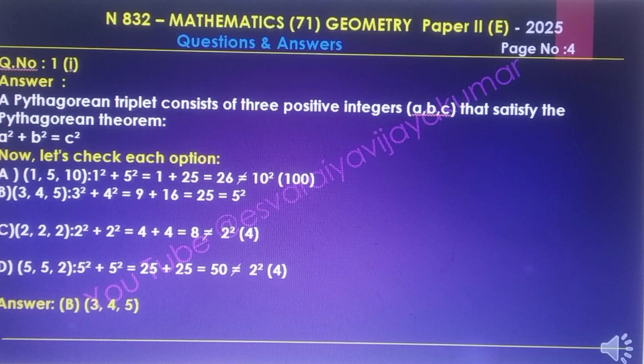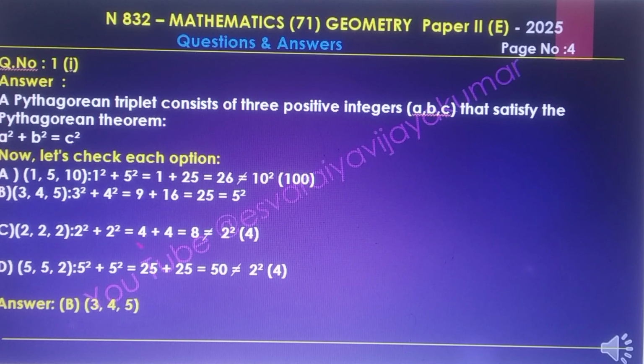C square. Now option A is 1 5 10, and here 1 square plus 5 square equals 1 plus 25 equals 26, that is not equal to 10 square, which is 100. So the first one is not a Pythagorean triplet. And the second option is 3 4 5. We are getting 3 square plus 4 square, it means A square plus B square equal to C square. So we are getting 25 equal to 5 square.